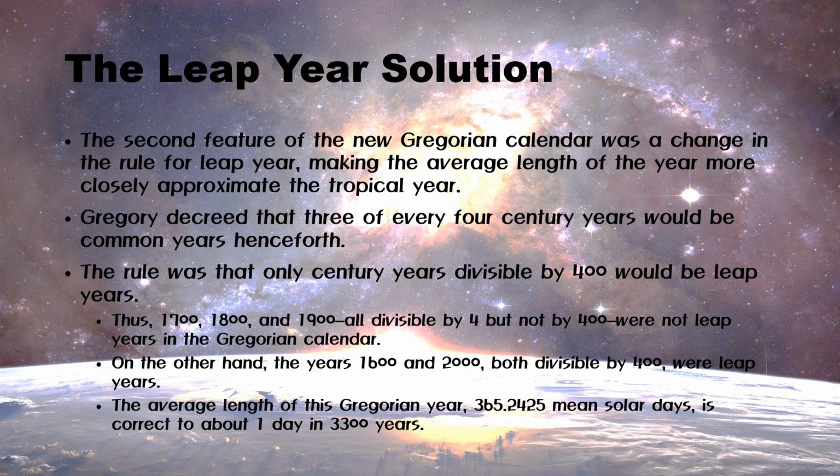And now the average length of this Gregorian calendar, 365.2425 mean solar days, is correct to about 1 day in every 3,300 years, which means after 3,300 years, we're probably going to have to make another correction to make sure that we don't fall out of sync.